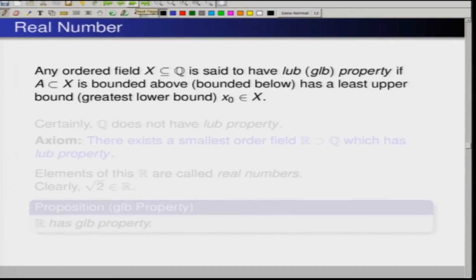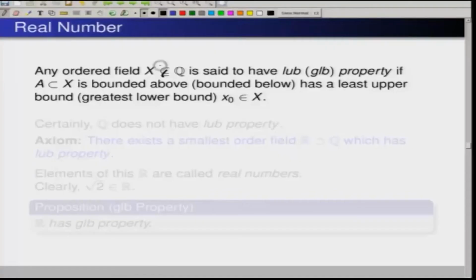Now, an ordered field means we can compare two elements. So, we will say that an ordered field X containing Q is said to have the least upper bound property if, for any subset A of X which is bounded above, it must have a least upper bound in X. Similarly, we say that the ordered field X has the greatest lower bound property if any subset A which is bounded below has an element in X which is the greatest lower bound for A.